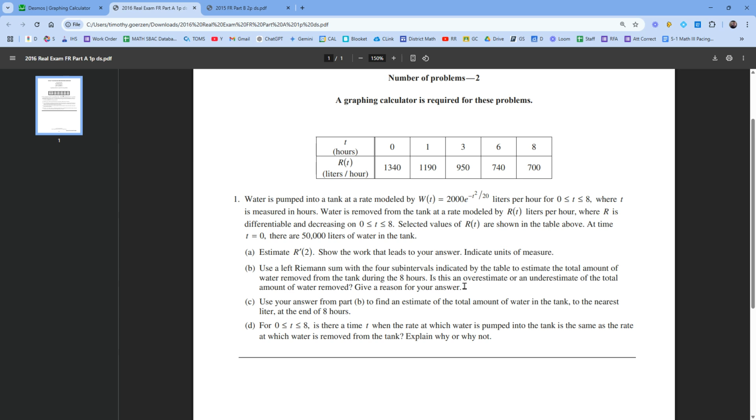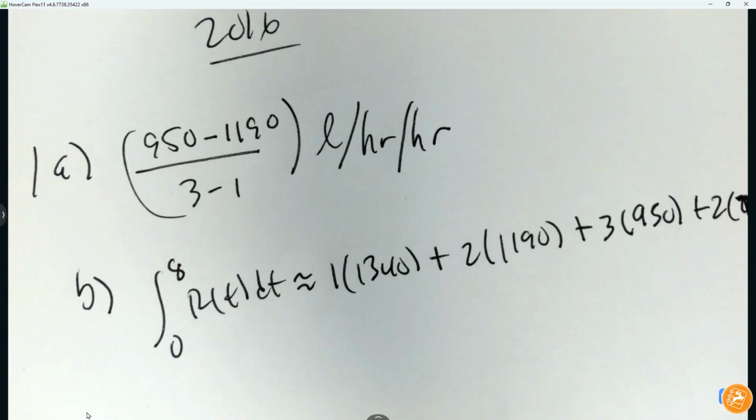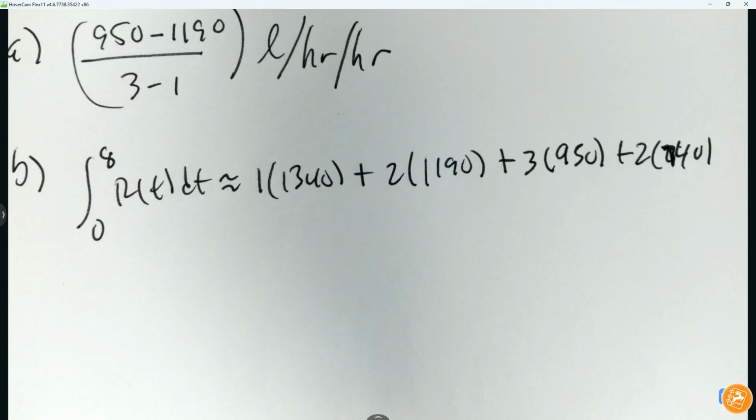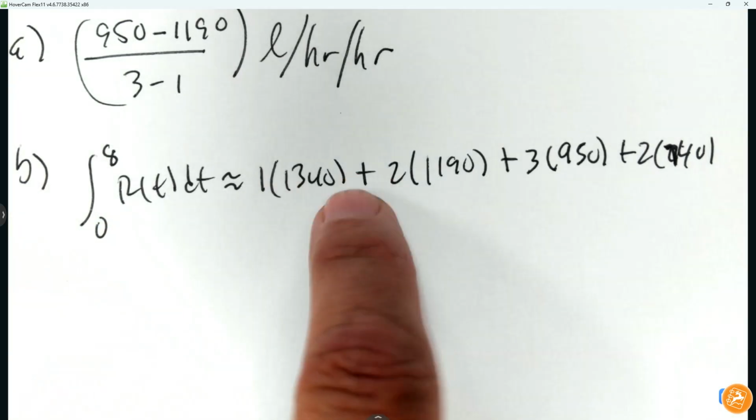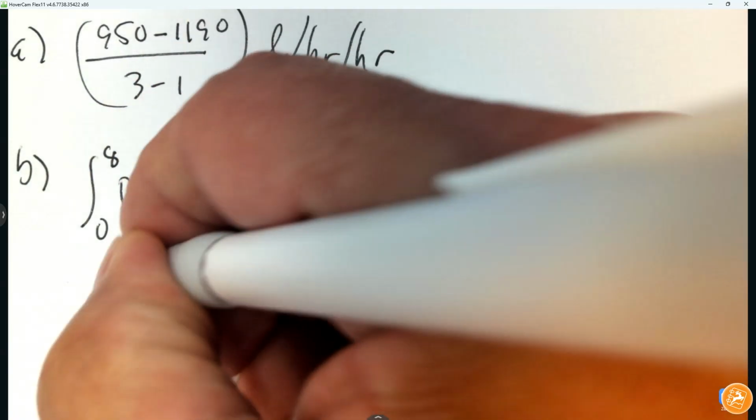And then it says, is this an overestimate or an underestimate of the total? So for a Riemann sum, to understand if it's an over or underestimate, I need to know if it's increasing or decreasing. So if I look at the rate, you can see it is decreasing all the way through. So let me show you my work. If it's decreasing, what does that mean? So first of all, here's my work. I show what I'm doing. I then do a left Riemann sum. And so I'm going to write this down.